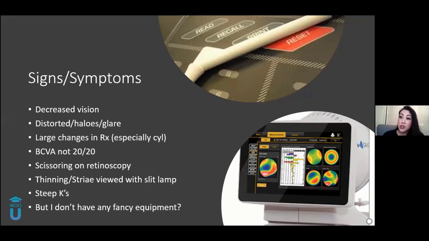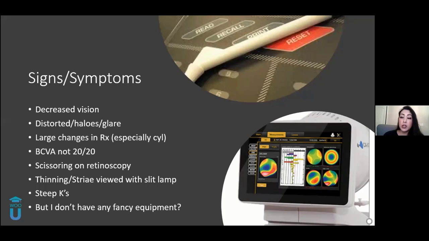If the patient complains to you that they've got distorted vision or they're seeing double, a lot of my patients will tell me that things seem shadowy. They don't really have double vision, but it's almost like a 3D effect. That's also a trigger that maybe something else is going on here. Large changes in prescription. If this is a patient that you've seen multiple times during the course of their lifetime, and you're noticing that their prescription is changing in large amounts, especially the cylinder component, that's also a red flag to get this patient screened just to rule out keratoconus.